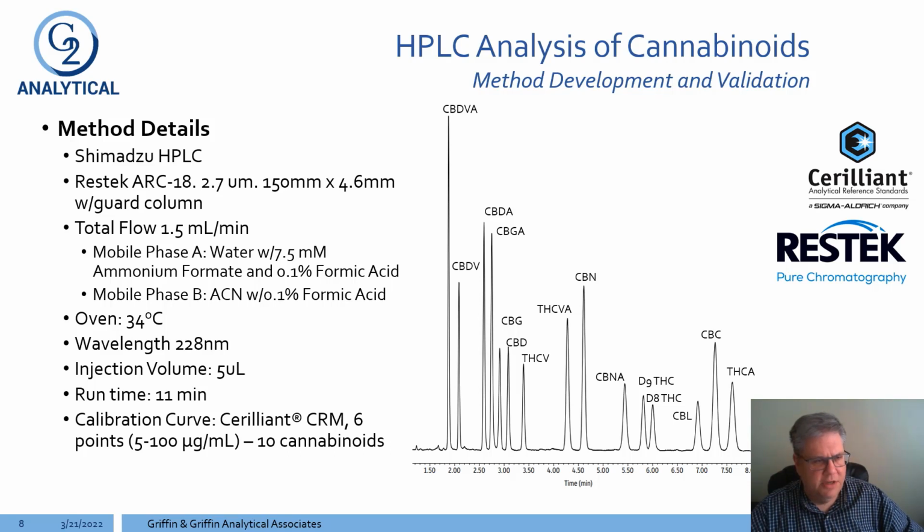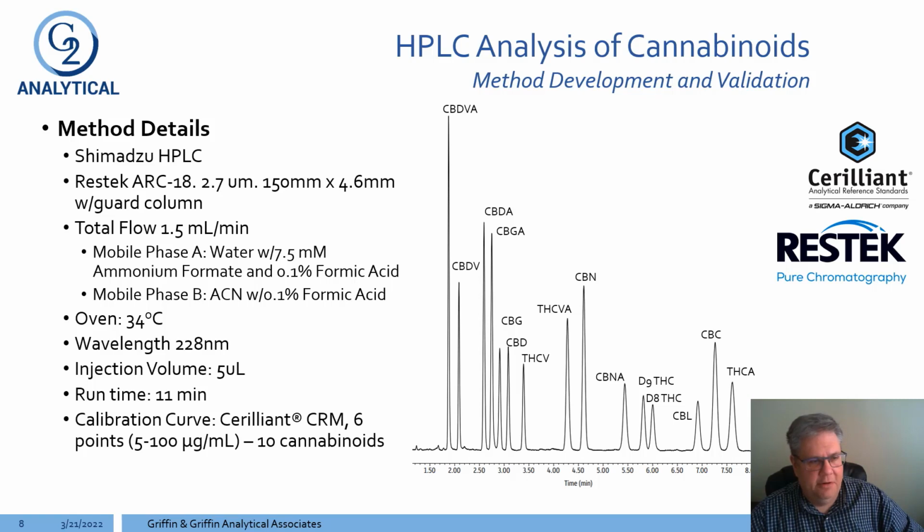So we were using a Shimadzu HPLC with a Restek Raptor ARC-18 column. Restek had previously published, I think, 15 or 16-ish cannabinoids on this column using a very similar method. So we were interested in seeing if we could reproduce that.